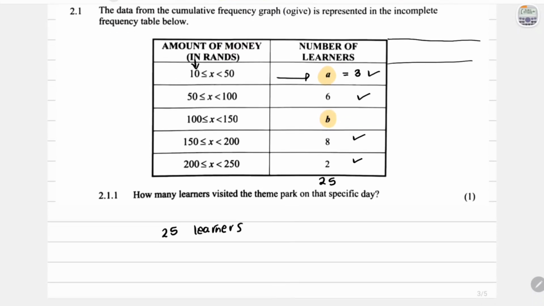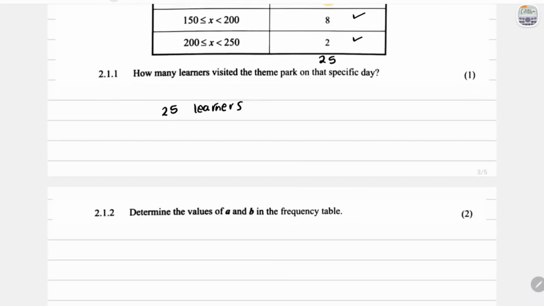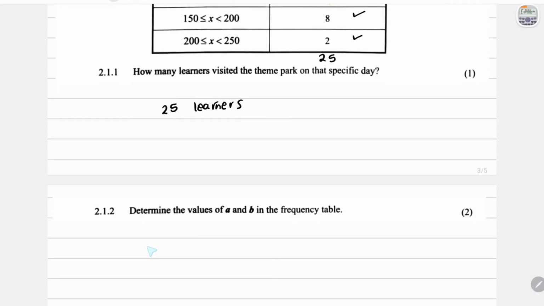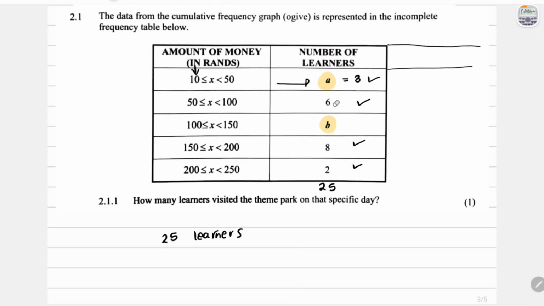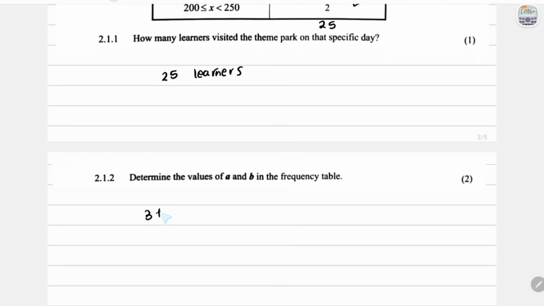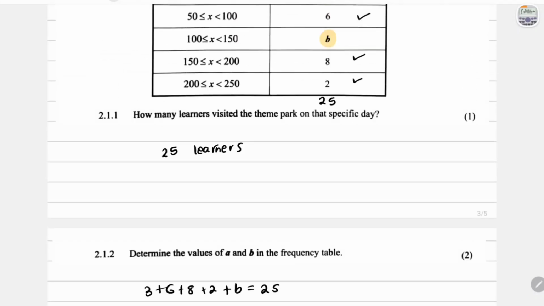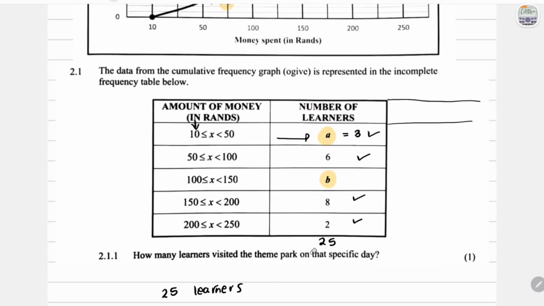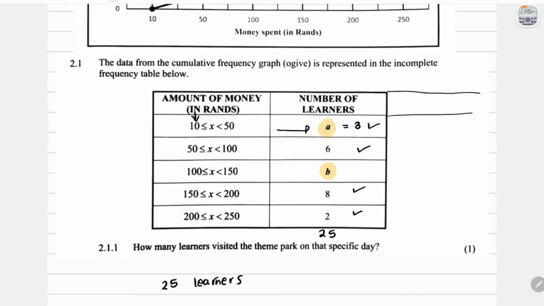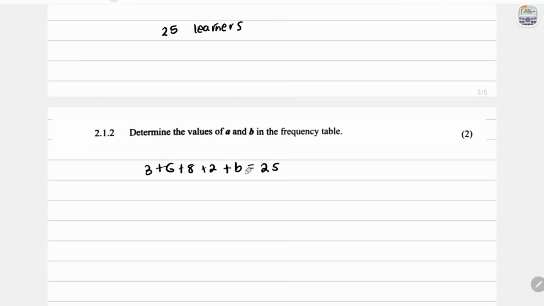So let's go ahead and add. If you like, you can make it an equation. So that is the 3 plus the 6, 8, and 2. Okay, so 3 plus 6 plus 8 plus 2. Then you can say plus B is equal to 25, because if you add everything up together, you should get 25. Okay, and then we can just solve for B in this equation.